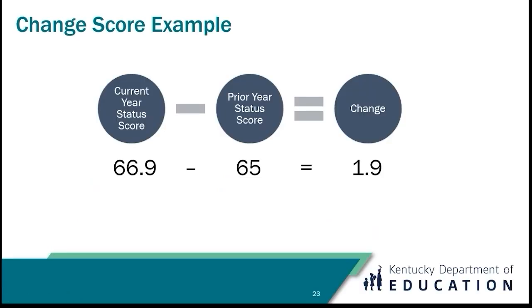So let's go through a change score calculation example. I'm going to use the status score for reading and mathematics that we calculated earlier. We determined that 66.9 was the current year status score for the reading and mathematics example. Let's say that the prior year status score was a 65. I would take 66.9 minus 65, which gives me a change score of 1.9. Now, for my hypothetical school, I've determined they have a 66.9 for current year status and a 1.9 for change.